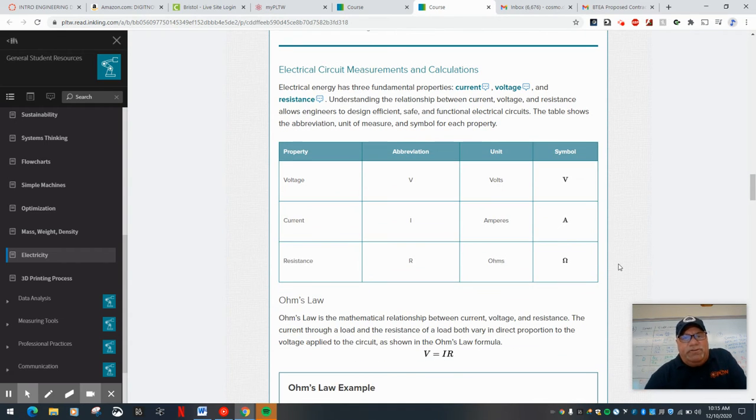So electrical energy has 3 fundamental properties. So we have current, voltage, and resistance. Okay, current, voltage, and resistance.